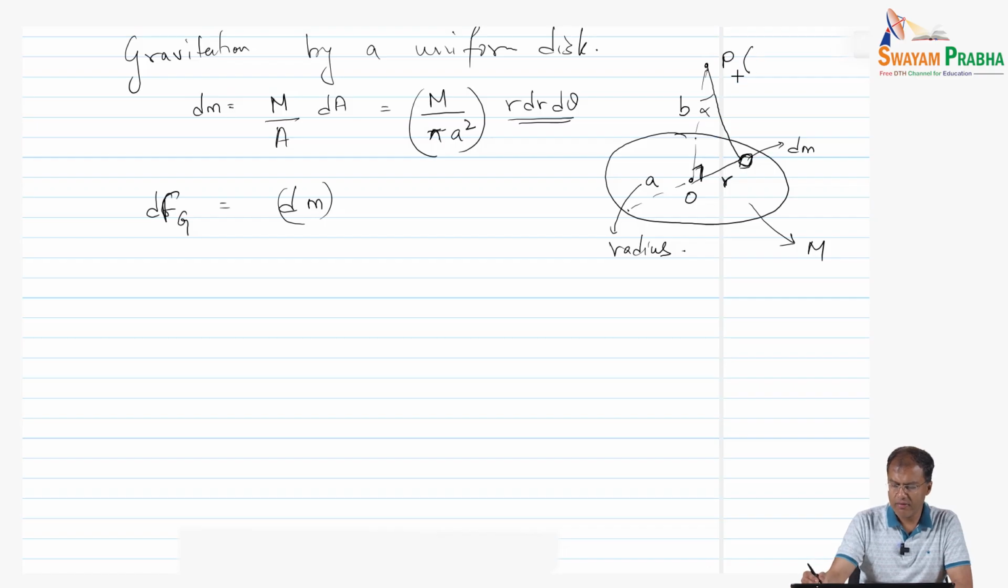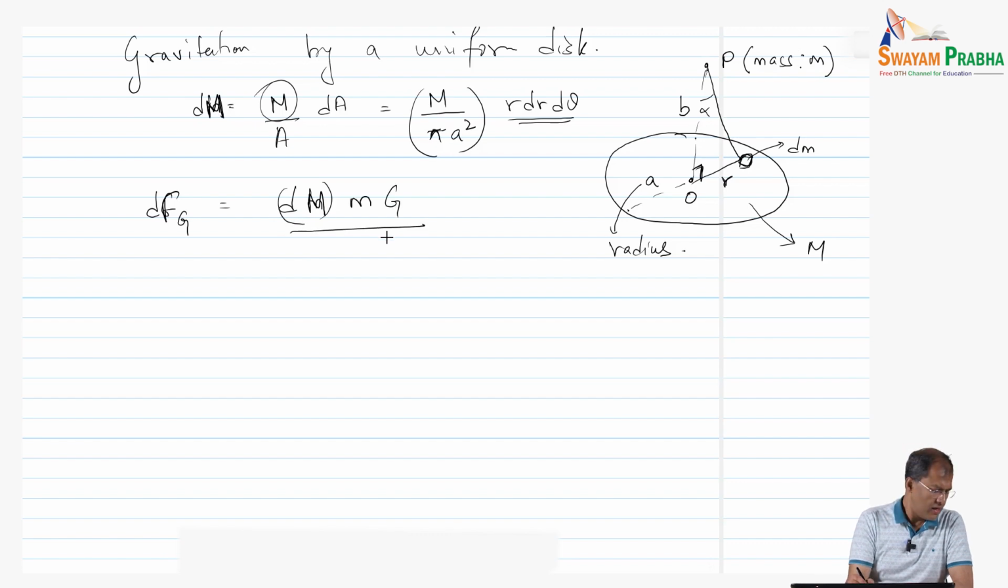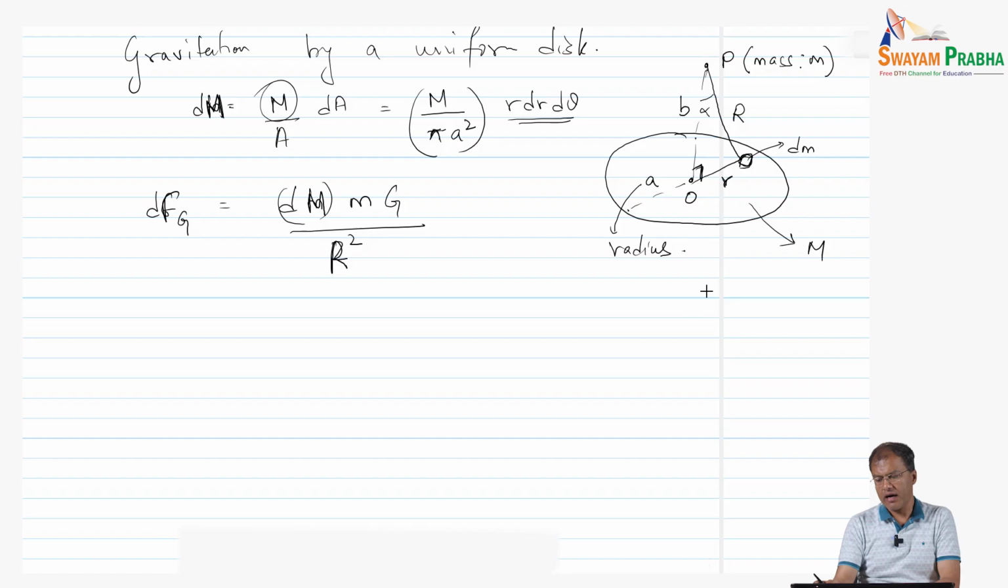I think I've messed up the notation here, so I need to call this d capital M, because we have a capital mass M, and so now we have a d capital M, and this particle is of mass small m, right? So now the gravitational force is d capital M times G divided by R squared. What is the distance here? Let me call this distance R squared. R is the distance along the line joining the two masses dM and small m.